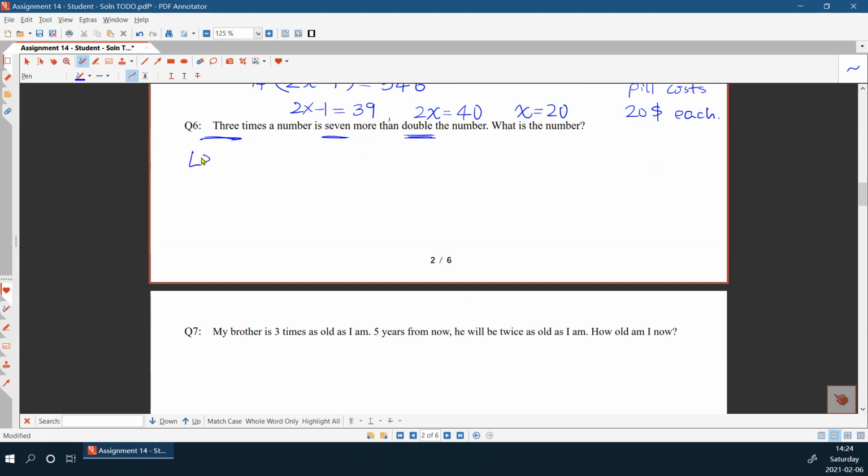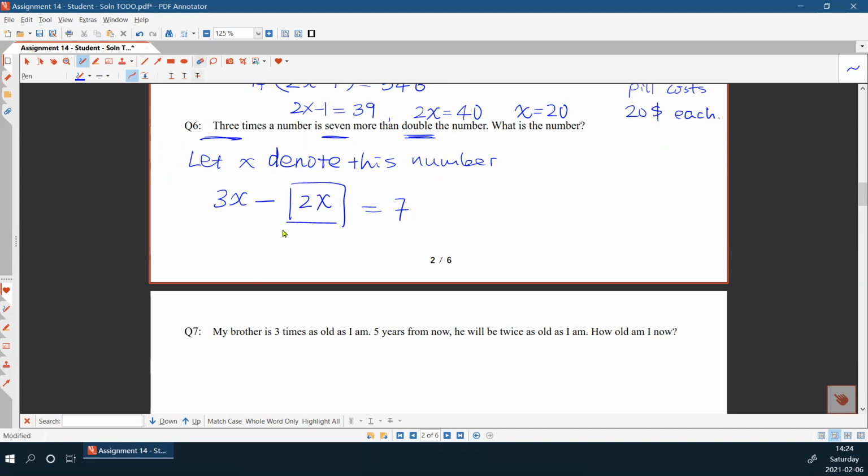So we can use a letter X to denote the number. Should be this number, right? Let X denote this number. Then according to the information given, 3 times a number, that means 3x, right? Is 7 more than, that means minus something is 7, right? 7 more than double the number. Double the number means 2x, right?